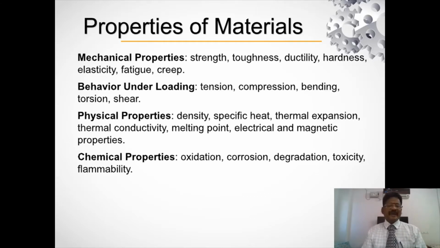Another most important set of properties is chemical properties. One of the most important chemical properties is oxidation, where due to oxide formation the metal undergoes some changes. Similarly, corrosion is where the metal corrodes, that is, the metal is removed by air or water, etc. And similarly you know about properties like toxicity, flammability, etc.